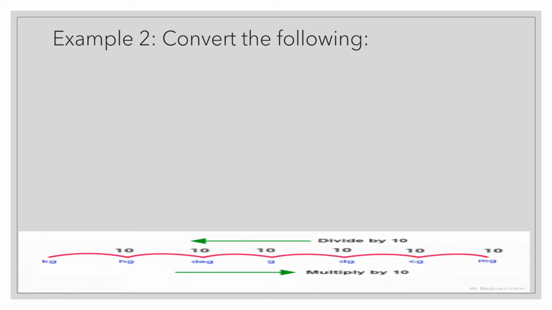Okay, let's continue. Example number 2, convert the following. Letter A, 0.3 grams is equal to how many milligrams? And letter B, 125 centigrams to how many decigrams? Okay, our solution.